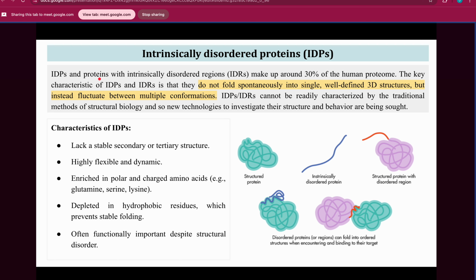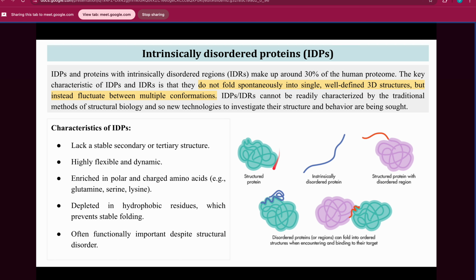So IDPs, or the proteins with intrinsically disordered regions, make up around 30% of the human proteome. And the main feature, or you can say the characteristic, of these IDPs or IDRs is that they do not fold spontaneously into a single or well-defined 3D structure.